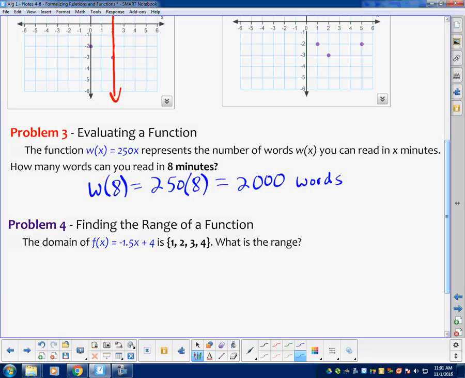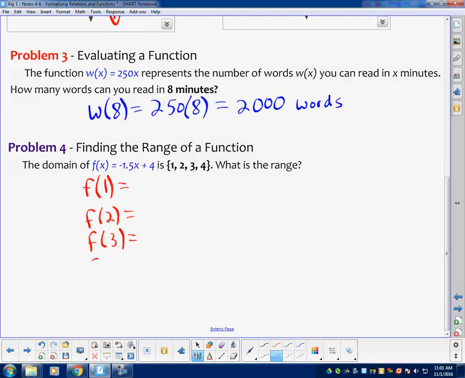Right. Next one says finding the range of a function. The domain of f of x equals negative 1.5x plus 4 is 1, 2, 3, 4. What is the range? Well, we find the range by evaluating this function at 1, and then at 2, and then at 3, and then at 4. That will give me the range.